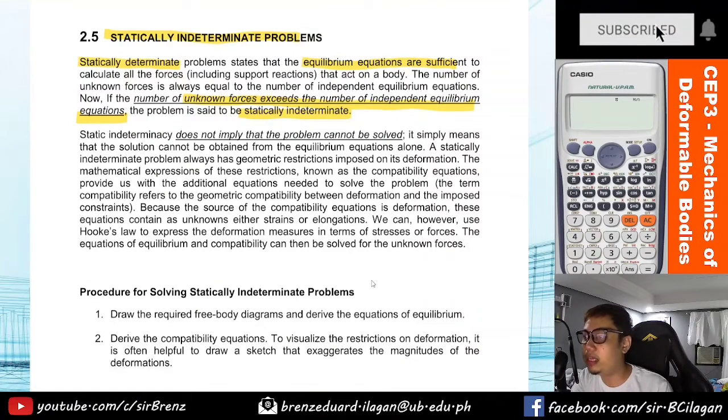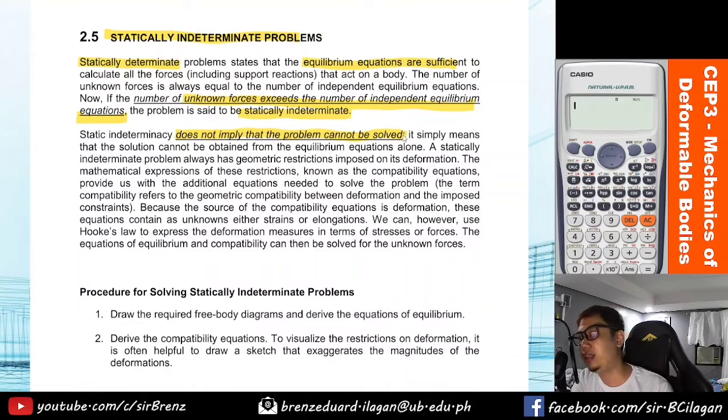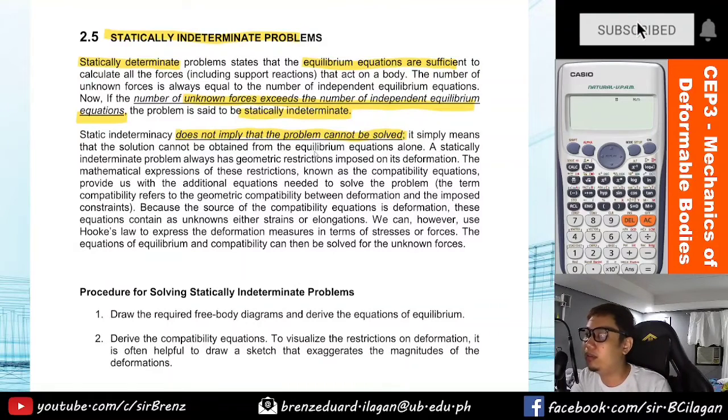So, statically indeterminacy does not imply that the problem cannot be solved. Sabi nga, in-underline ko pa dyan, hindi ibig sabihin na pag statically indeterminate, hindi solvable yung problem. It simply means that the solution cannot be obtained using the equilibrium equations alone. Statically indeterminate problems always have geometric restrictions imposed on their deformation. Okay? The mathematical expression of this restriction is known as the compatibility equation. Ayan. Ito yung additional equation galing do sa geometric restriction or yung sa mga deformation natin.